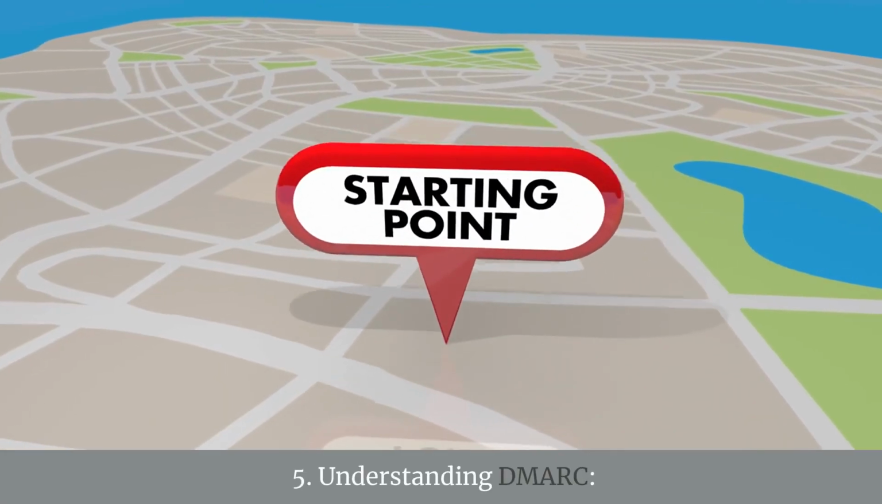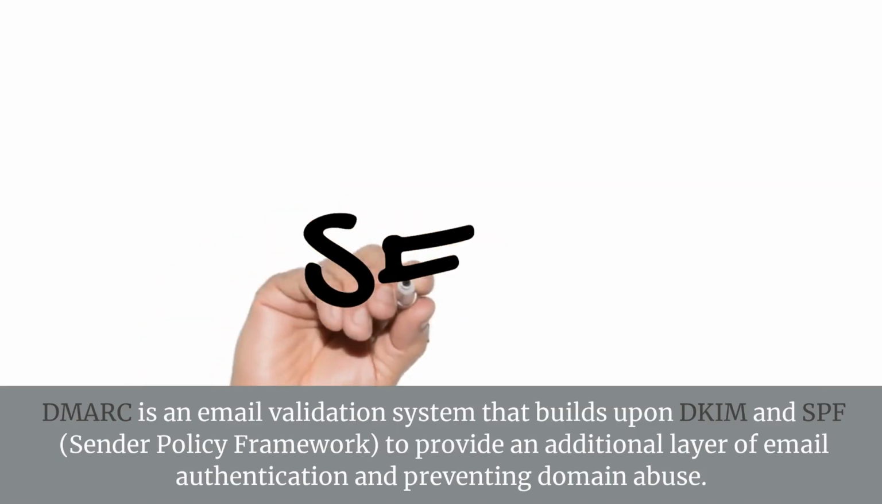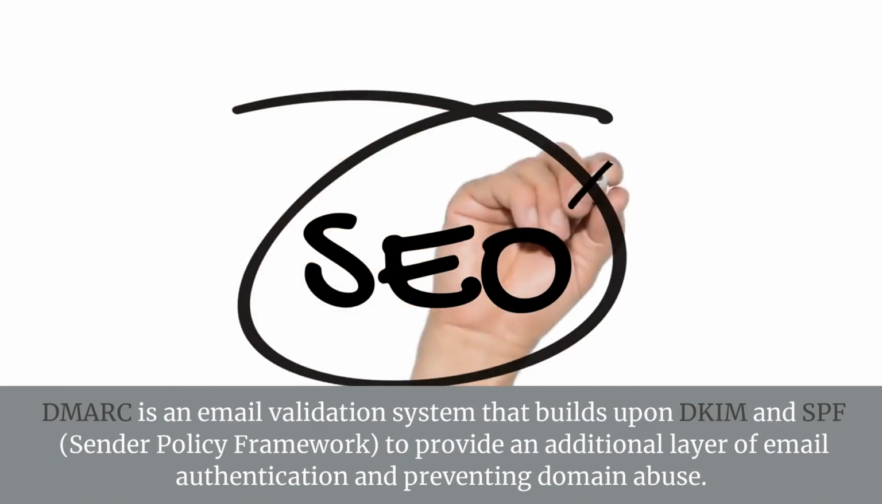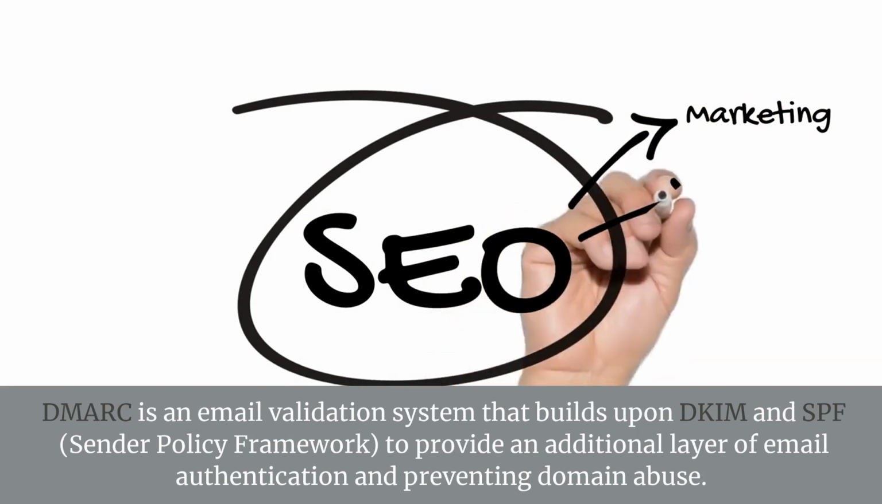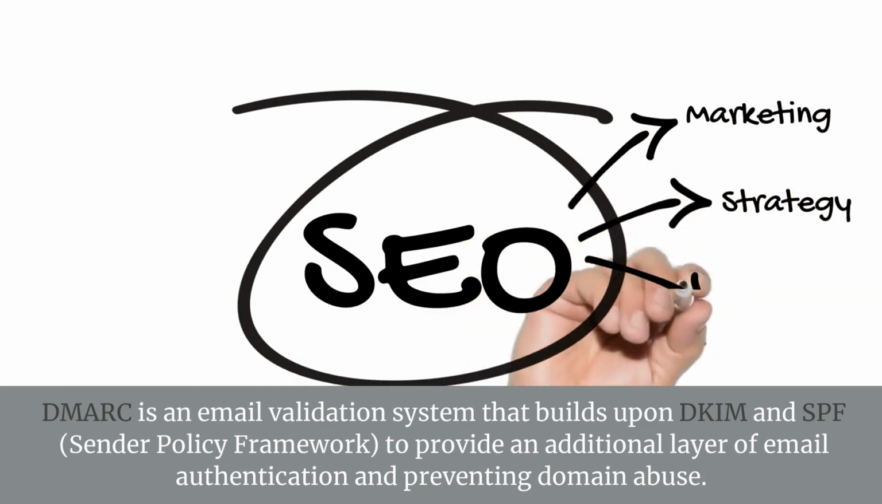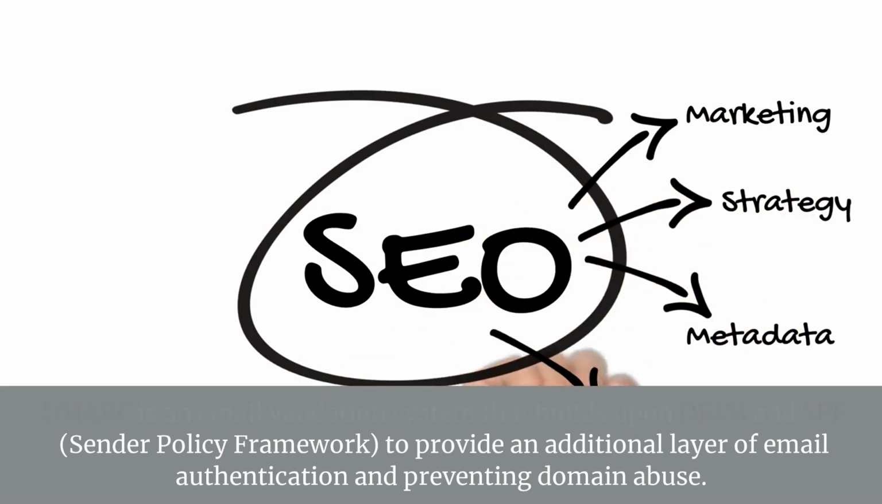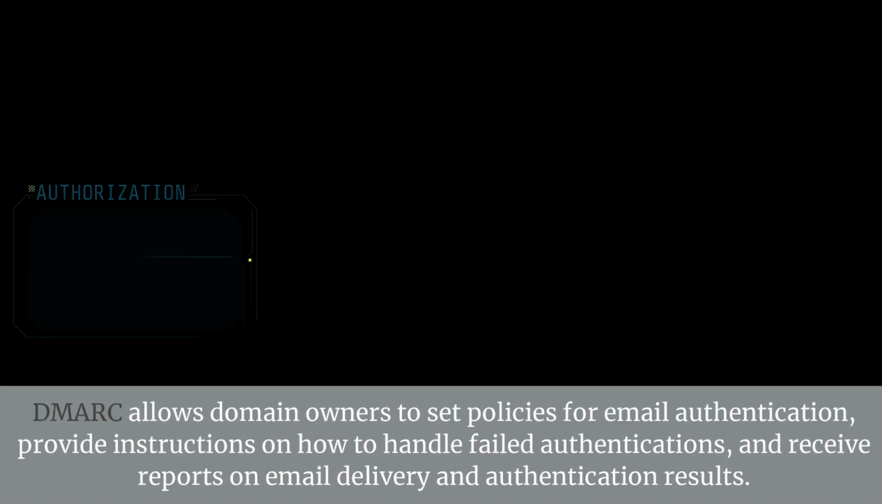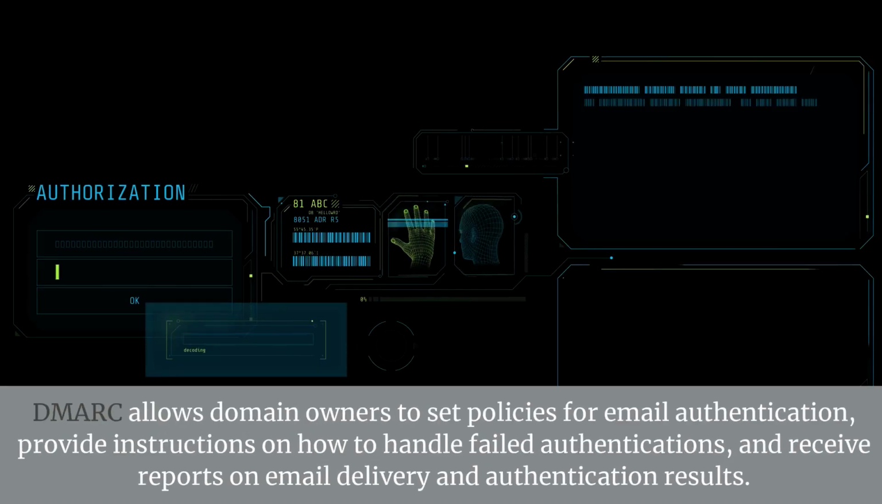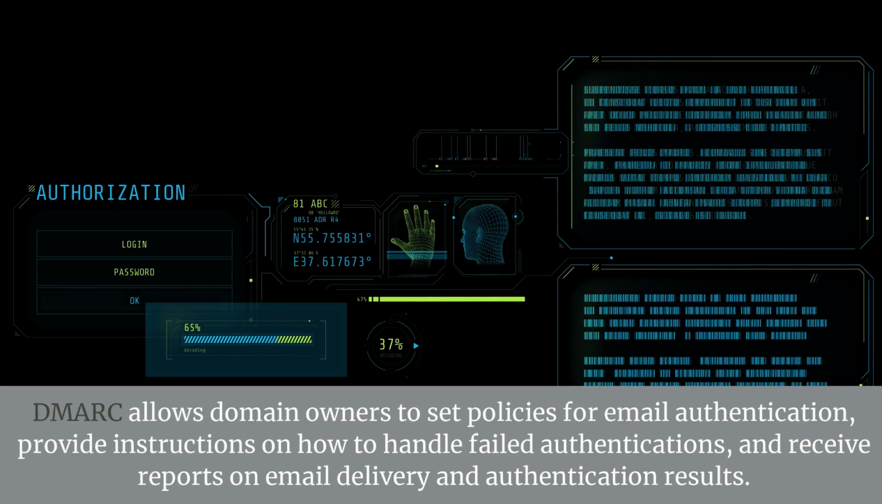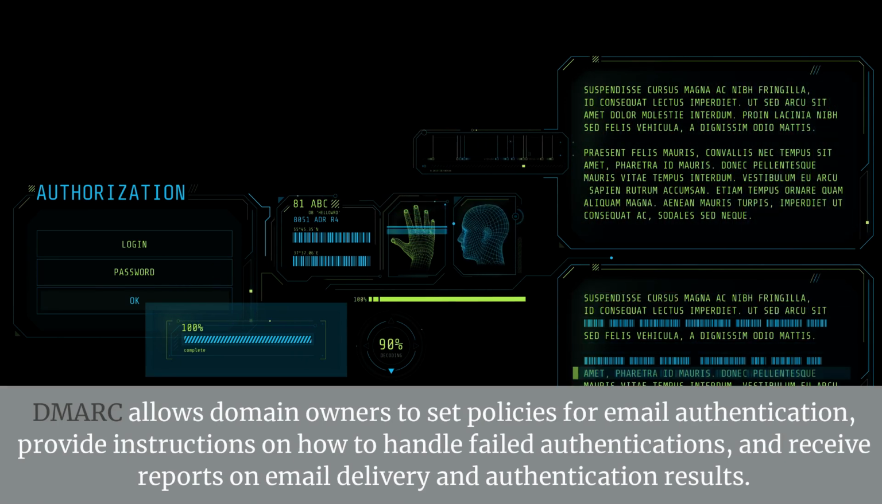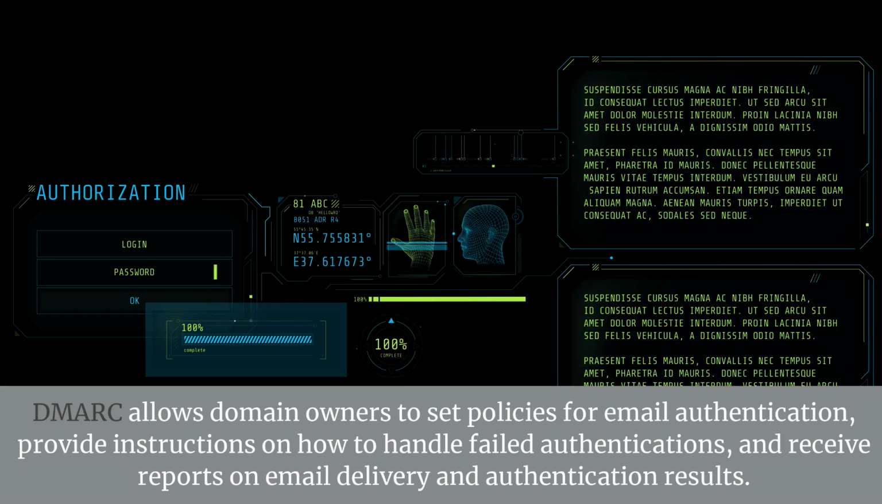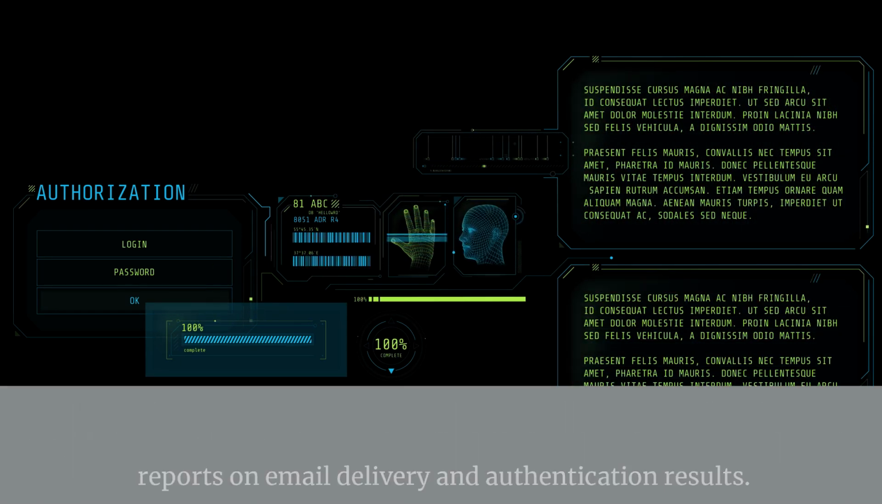5. Understanding DMARC. DMARC is an email validation system that builds upon DKIM and SPF, Sender Policy Framework, to provide an additional layer of email authentication and preventing domain abuse. DMARC allows domain owners to set policies for email authentication, provide instructions on how to handle failed authentications, and receive reports on email delivery and authentication results.